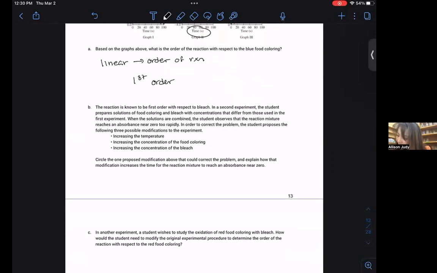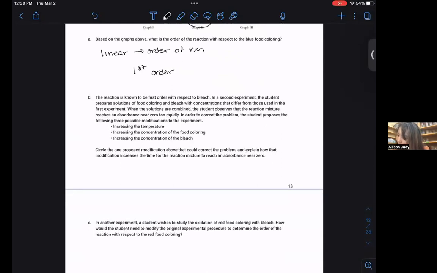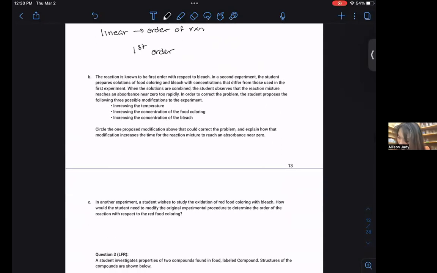in the next part. In the second experiment, the student prepares solutions of food coloring and bleach with concentrations that differ from those used in the first experiment. When the solutions are combined, the student observes that the reaction mixture reaches an absorbance near 0 too rapidly. Okay, so that means it basically becomes transparent too fast. There is not enough production. In order to correct the problem, the student proposes the following possible modifications. Circle the one proposed modification that could correct the problem and explain how the modification increases the time for the reaction mixture to reach an absorbance.